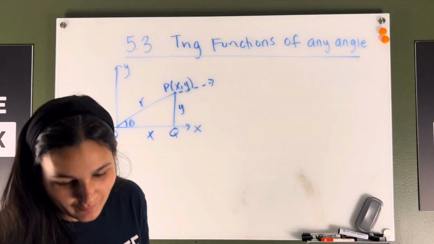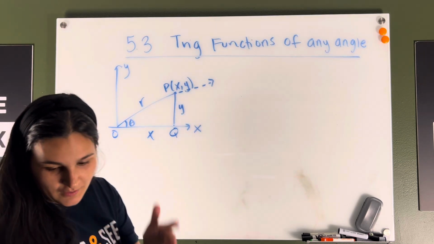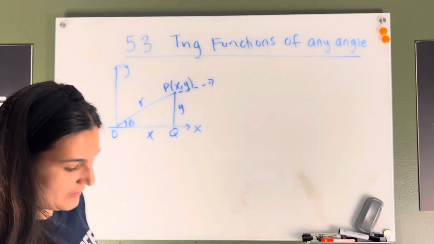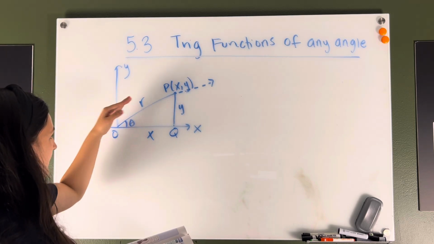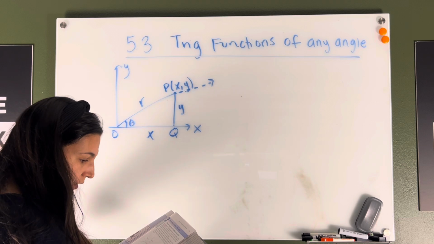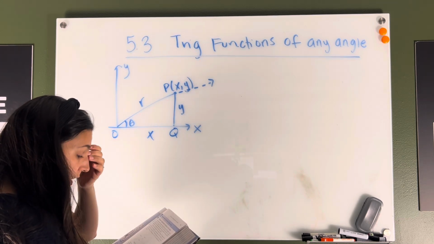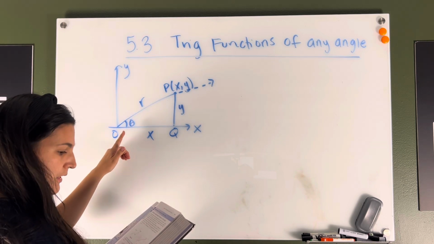Okay, so we're going to cover 5.3, trigonometric functions of any angle. So here we have a right triangle. We have lengths x and y as the legs and r as the hypotenuse. And then we have this ray. It says, let this triangle be a right triangle with acute angle theta.